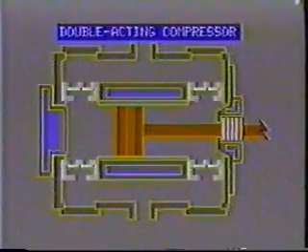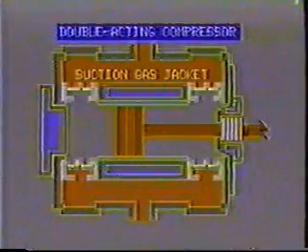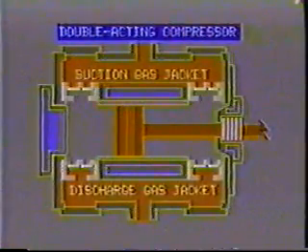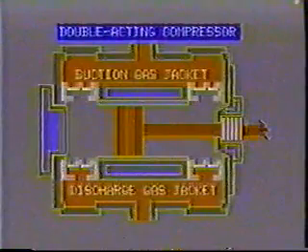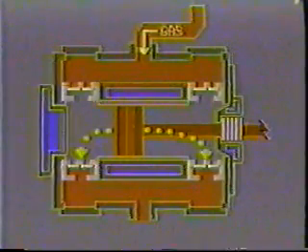Typically, the jacket is divided into top and bottom jackets. The top jacket is a suction gas jacket, which supplies gas to the cylinder. The discharge gas jacket on the bottom receives the compressed gas. A suction line connects the compressor to the gas source. Gas is drawn into the cylinder from the suction gas jacket through the suction valves. The compressed gas is discharged through the discharge valves into the discharge gas jacket. The discharge line connects this compression unit to the next unit or pipeline.